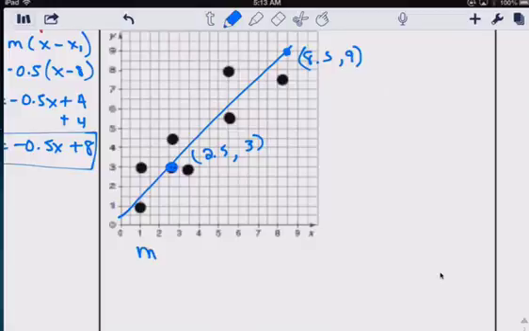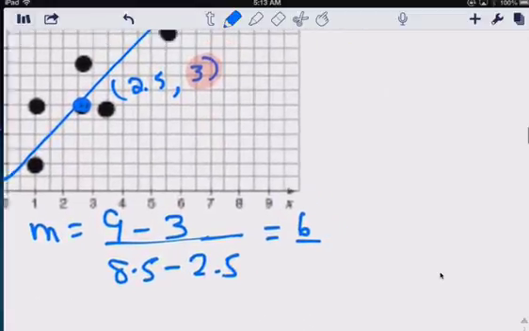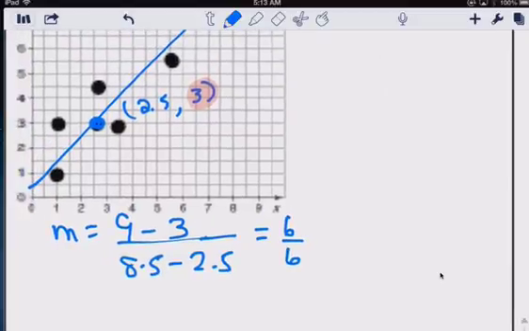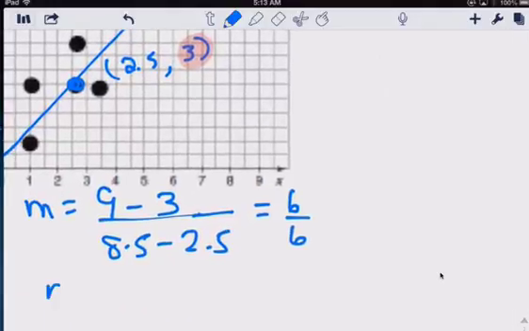Point slope, so we need to find slope first. y2, so 9 minus y1, 3 over x2, which is 8.5 minus 2.5. So you get 6 over 6, right? 6 over 6. This is 1. There it is. m equals 1.